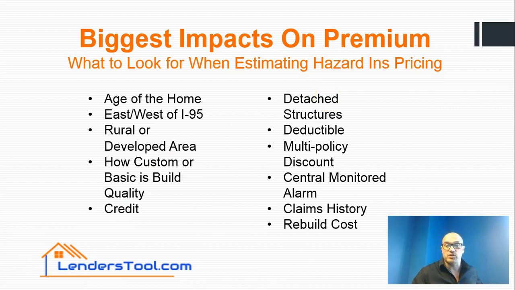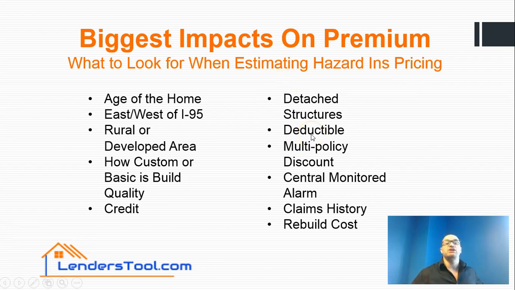And detached structures are going to be one of those things where, if they've got an $80,000 workshop and a $150,000 house, remember, it's 10% of Coverage A, so it's $15,000 for other structures coverage built in. If they've got an $80,000 workshop that we've got to rebuild, then that means we need to bump up their other structures coverage by $65,000.